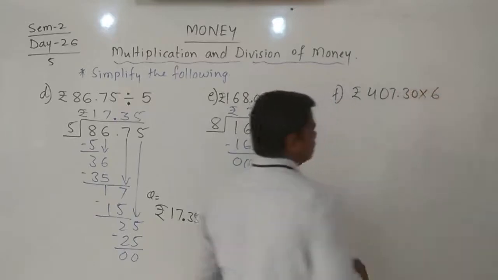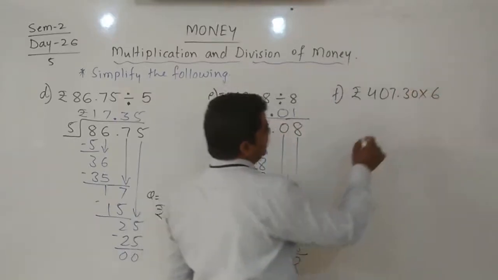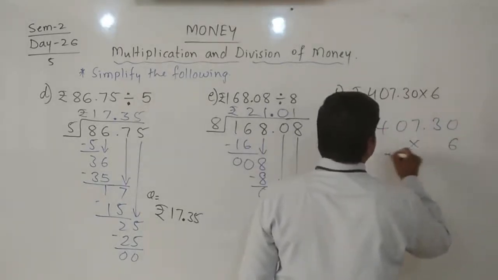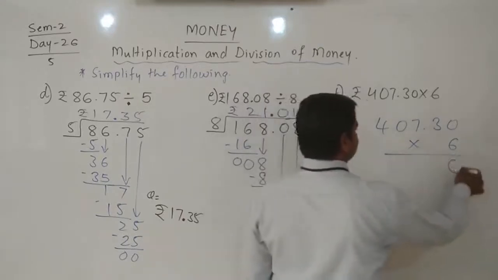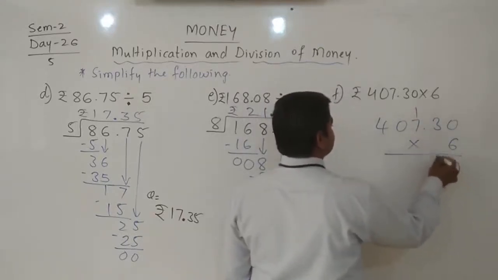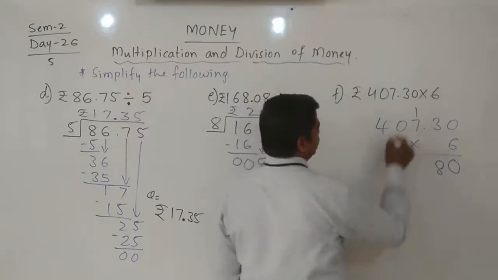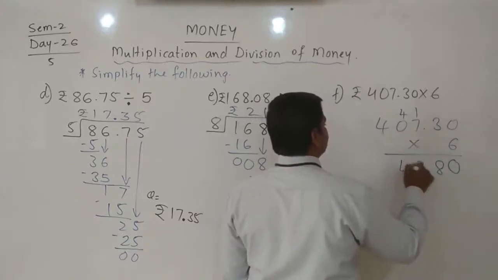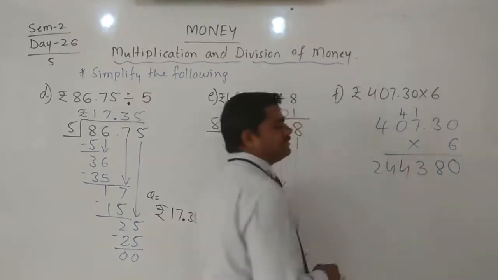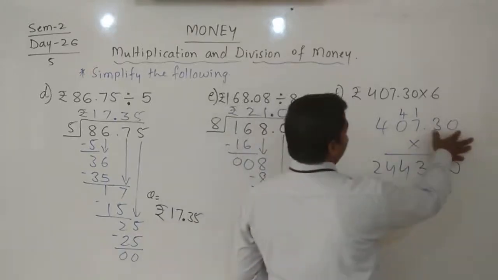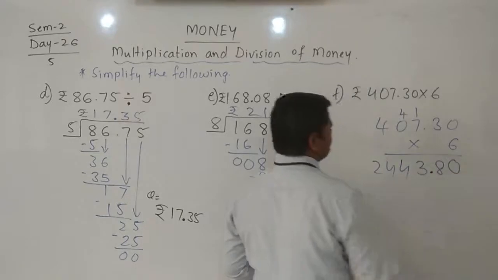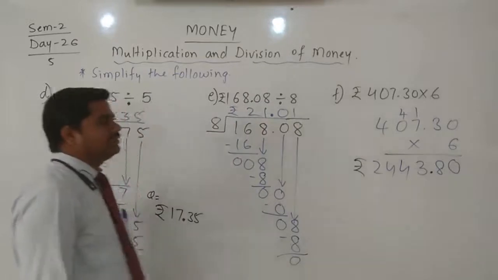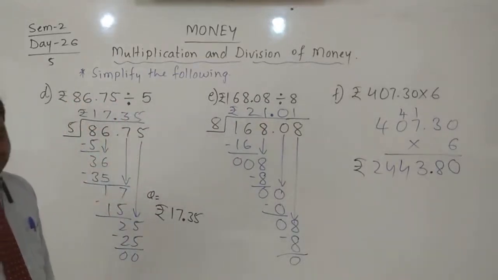Rupees 407.30 into 6. Yes, write in a column. 6 zeros are 0, 6 threes are 18... 7 sixes are 42, plus 1 is 43. 6 zeros are 0 plus 4, 6 fours are 24. The decimal places in the multiplicand is 2, in the second factor none, so the decimal places will be 2. Rupees 2443.80 is the answer. Yes, very easy now.